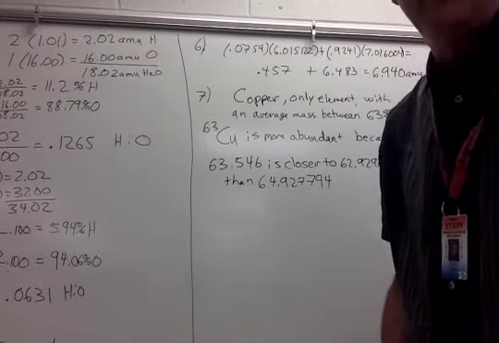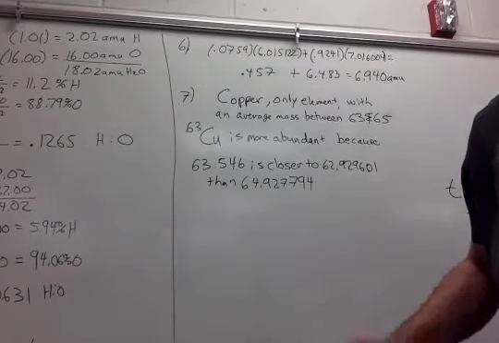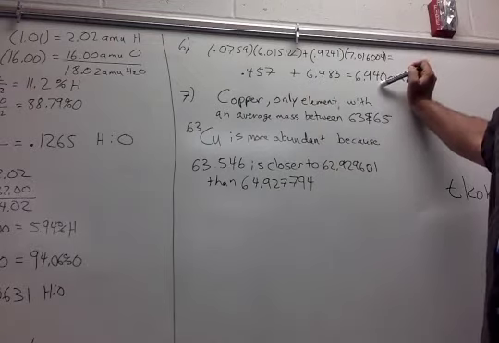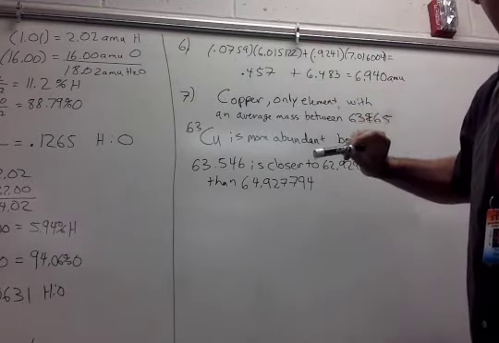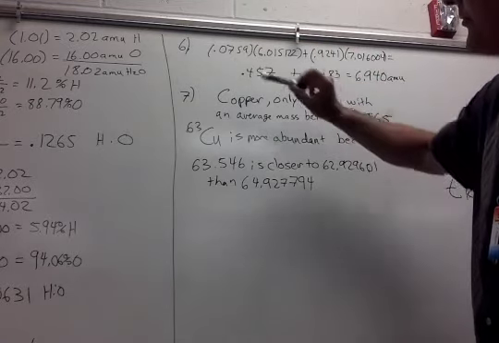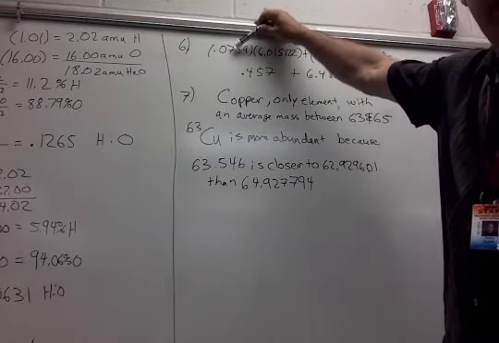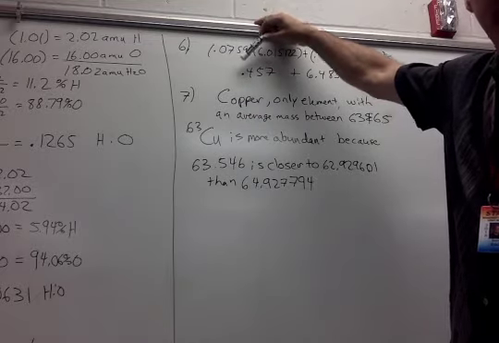Now looking at number 6. On number 6 we are practicing finding the average atomic weight from the percent and mass of each of the isotopes, the percent abundance times the mass of each of the isotopes. I like to change the percents to decimals. So 7.59% is 0.0759.